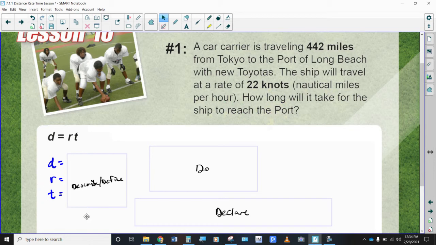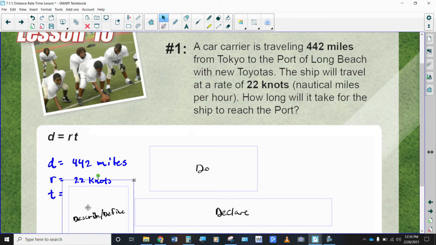So let's start with D equals RT. We need to define and describe what we've got going on here. So the describe will always be what is the distance, what is the rate, what is the time. All of these problems have those 3 variables that we need to define. So in this case, we've defined our distance as 442 miles. We know that. We also know the rate of speed is 22 knots. It is the time that we do not know.